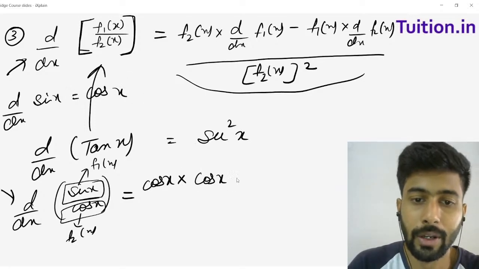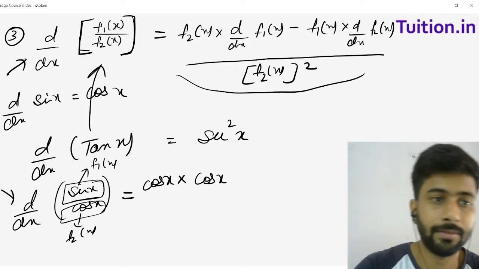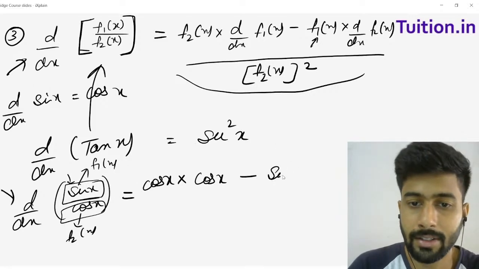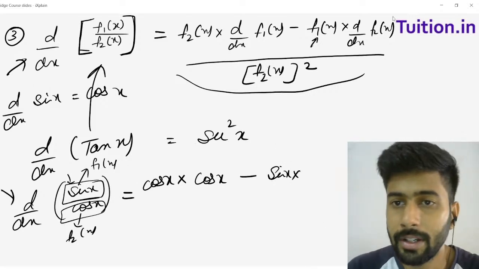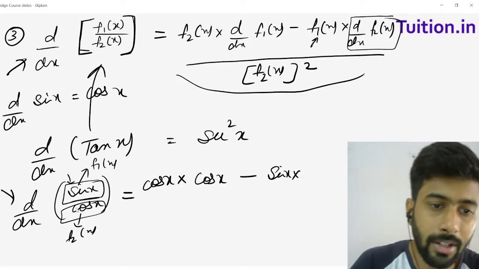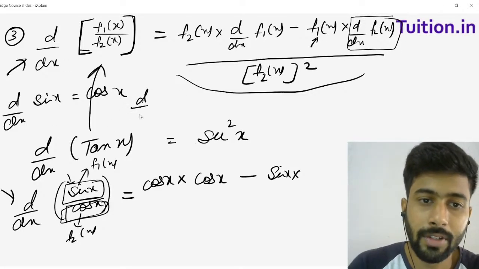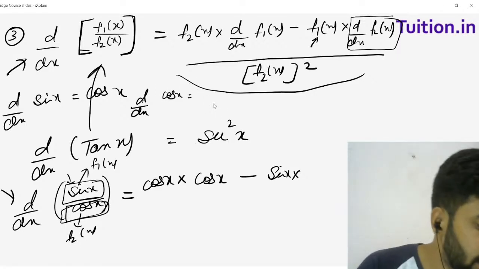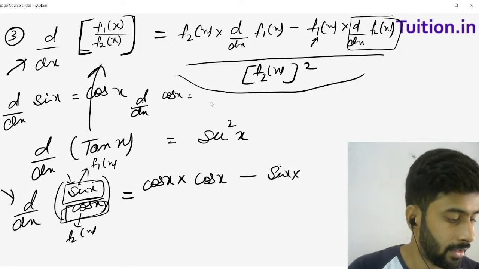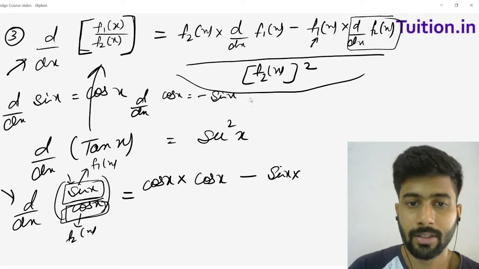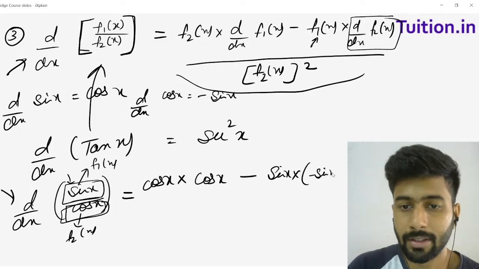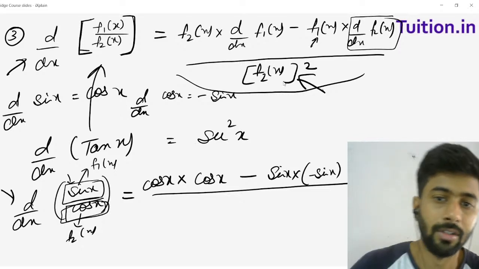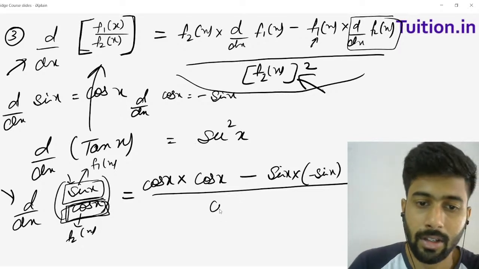So cos x into cos x will come. Then what do you have to do? Subtract this, put a minus sign. Then take f1x as it is. What is f1x here? Sin x. Take it as it is. Then multiply this with the differential of the denominator function. What is the denominator function? Cos x. What is the differential of cos x? I gave you in the list already, right? It is minus sin x. So multiply this with a minus sin x. Now divide this with the square of the denominator function. What is the denominator function? Cos x. Cos square x.